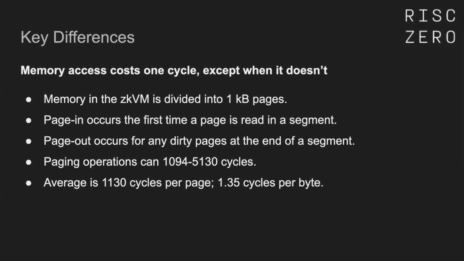So a paging operation takes a variable amount of time. It takes between 1,094 and 5,130 cycles. The average is about 1,130 cycles per page, or about 1.35 cycles per byte. That average is what you would get if you were to read all of memory from 0 to 192,000, and then you would end up with that average total time spent.